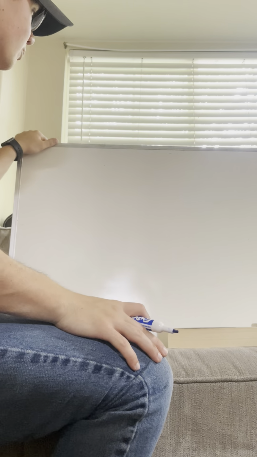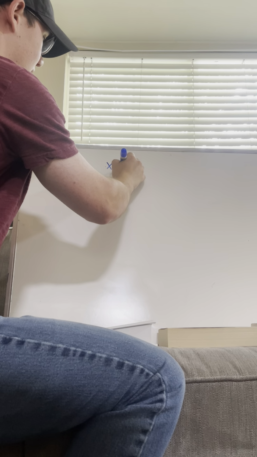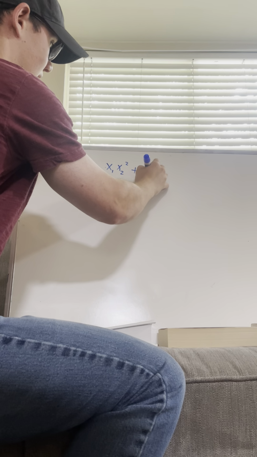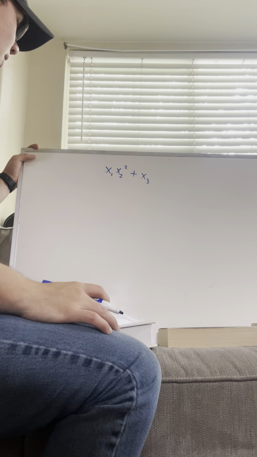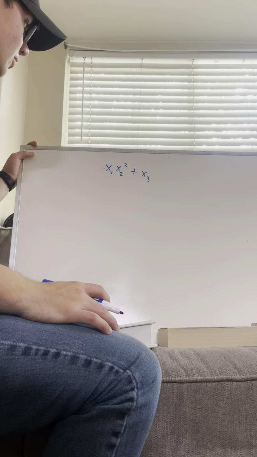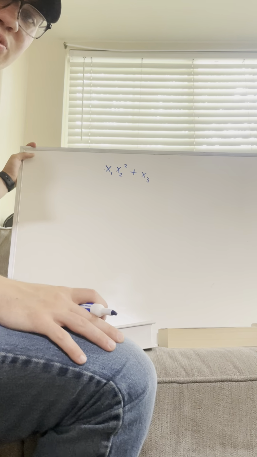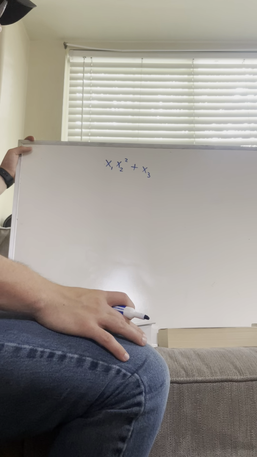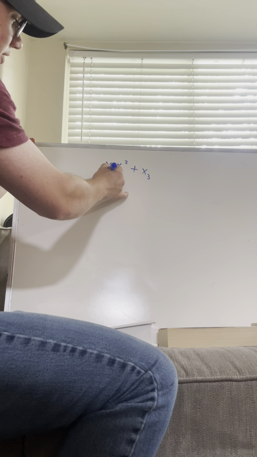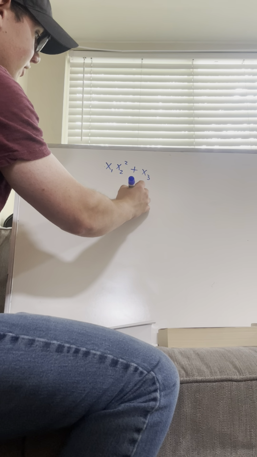Matrix calculus is pretty simple. If you say have x1, x2 squared plus x3. If you have a function like this, what you're going to do is take the partial derivative of this function with respect to all variables within it, and that's going to result in a matrix of values. So if I take the partial derivative of this with respect to x1, x3 will drop out, and we'll end up with just x2 squared.